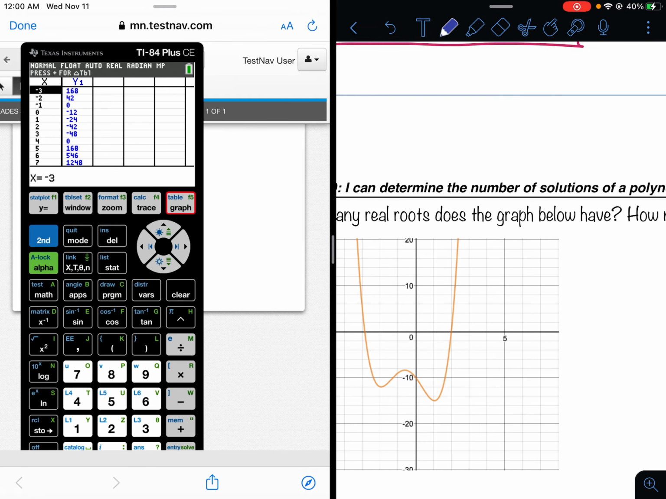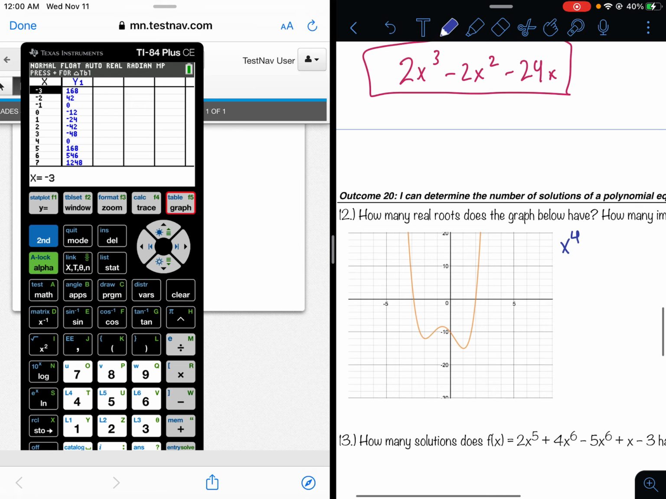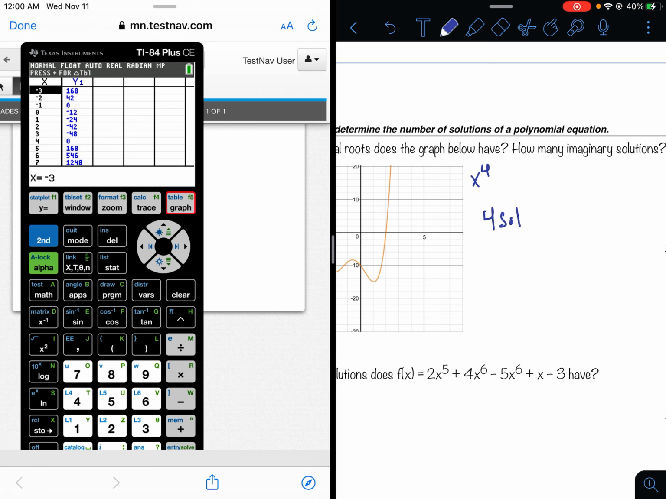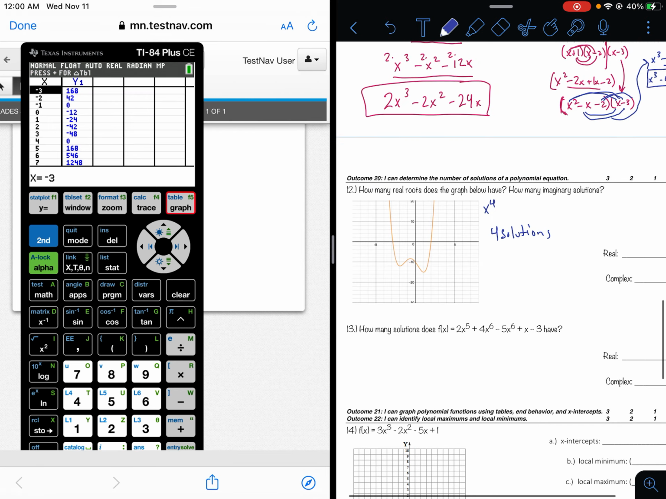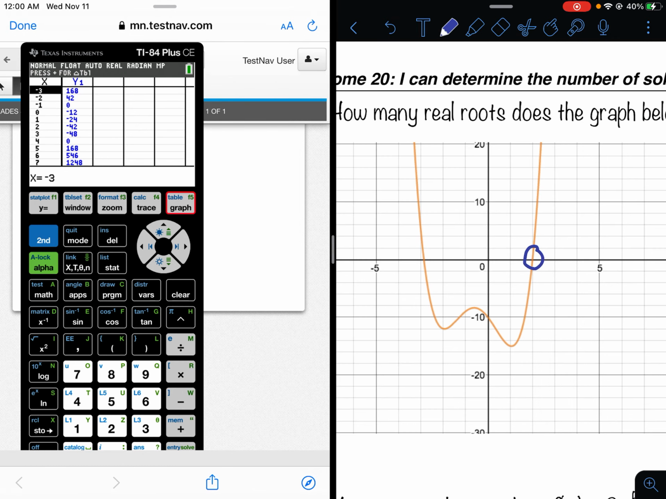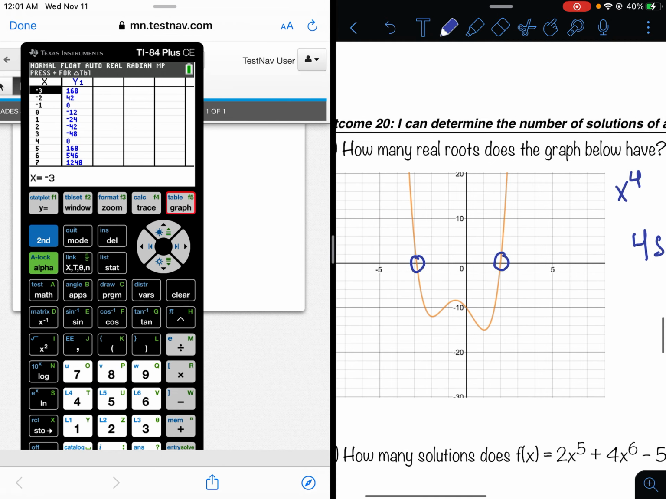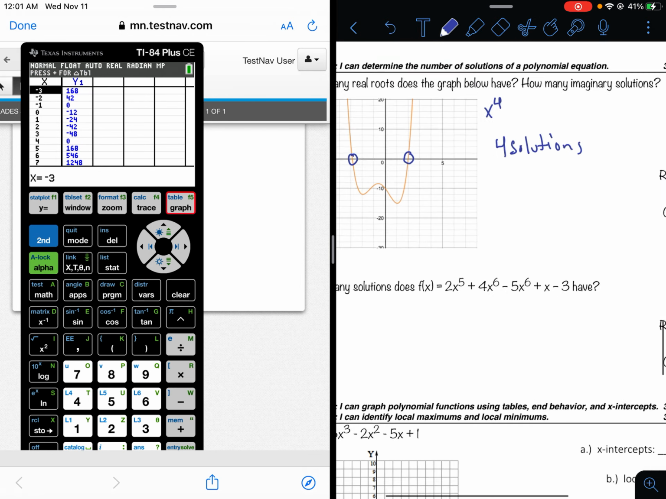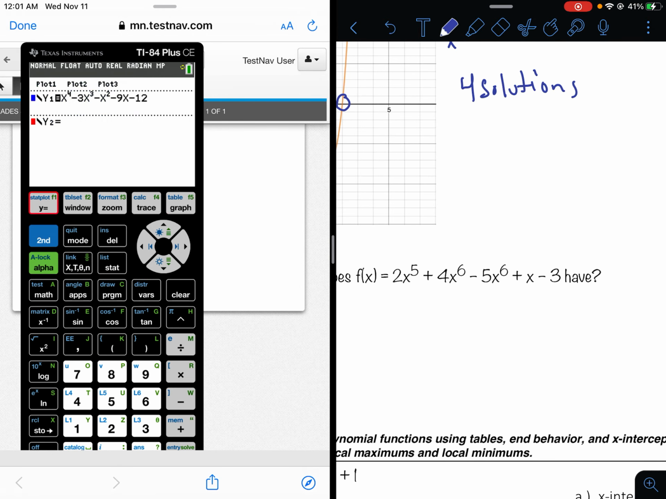Now, there's a typo in this first one here. This is supposed to tell you that this is an x to the fourth, or it's a quartic. So that tells us that we should have 4 solutions. Okay, if we have 4 solutions, how many are real and how many are complex? And this is where you look at the x-intercepts. Anywhere where you see an x-intercept is a real solution. So in this case, I only have 2 real solutions because I only have 2 x-intercepts. Now, since I know there are 4 and 2 of them are real, that must mean that the other 2 are complex.